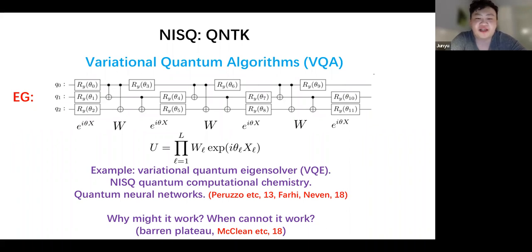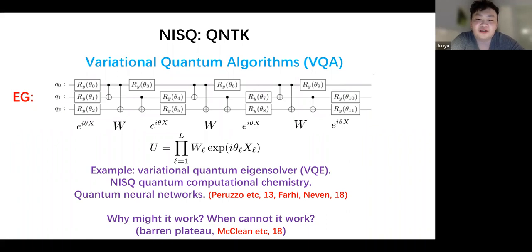An example of this kind of application is the variational quantum eigensolver, so-called VQE, and also NISQ quantum computational chemistry. And also, if we are going to do supervised learning, it's going to be quantum neural networks, and we could apply it to some machine learning problems. So that's why people also call this architecture a quantum neural network for quantum machine learning.